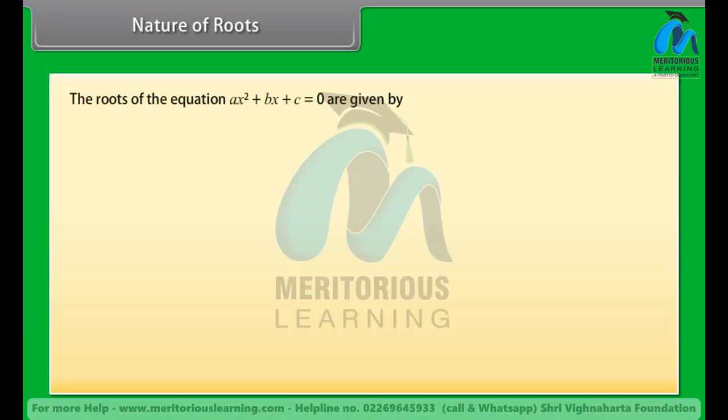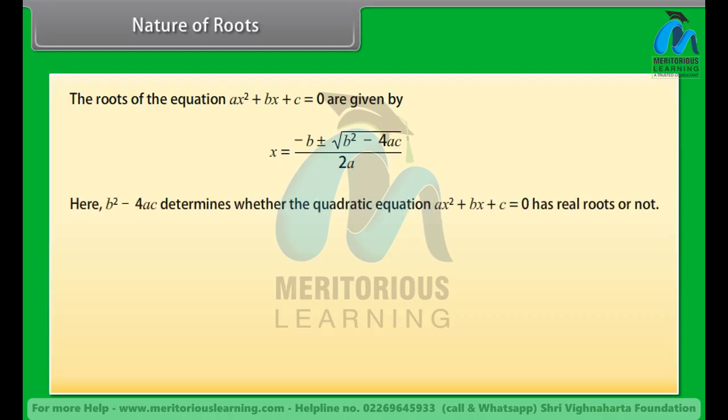Nature of roots. The roots of the equation ax² + bx + c = 0 are given by x = (−b ± √(b² − 4ac)) / 2a. Here, b² − 4ac determines whether the quadratic equation ax² + bx + c = 0 has real roots or not. b² − 4ac is called the discriminant of the quadratic equation.